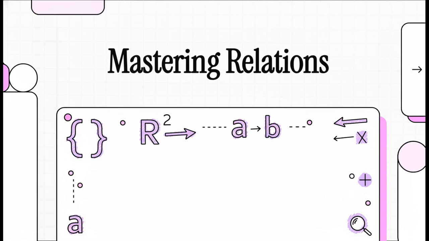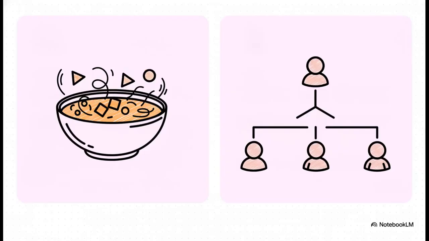But hey, don't turn the page just yet, because today we are going to decode all of it together. I want to completely flip the script for you here. What if I told you that the math alphabet soup you might be picturing is actually the exact same thing as, say, an Instagram family tree? Seriously, mathematical relations are essentially just the math version of a social network.